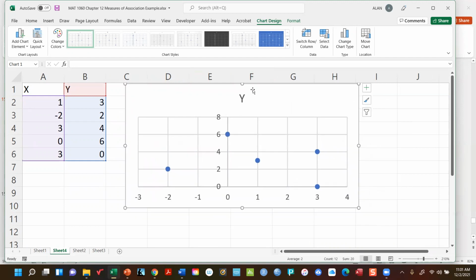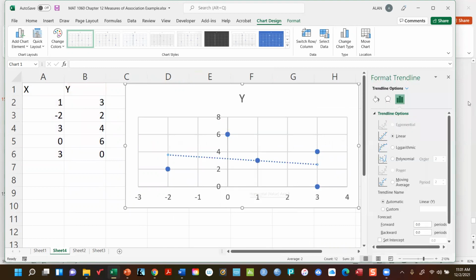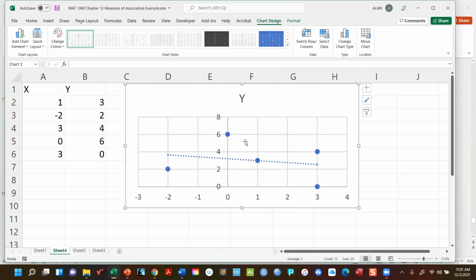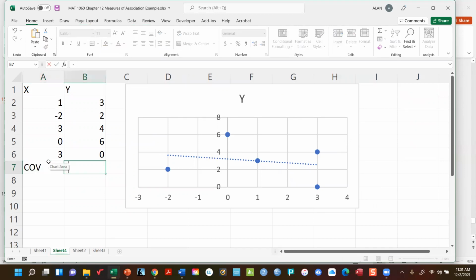So I'm going to ask it for a trend line. You can see it's negative, but that's not a very strong connection. The points are really, except for this one, the points are really not particularly close to that line. So it appears that the covariance of -1 is a very weak relationship. It's negative, but it's very weak. But the problem is it's hard to say when you're just looking at that -1. And so that's one of the really big weaknesses of the covariance measure.